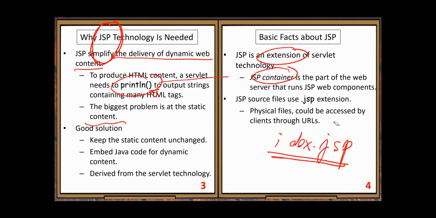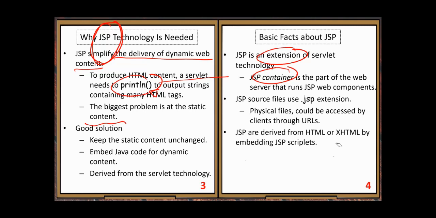We will see more information later. I will show you an example. Right now, it is still pretty abstract. At the end of this presentation, I will show you a demo. Next, JSP pages are derived from HTML or XHTML. Basically HTML, but with XHTML, people try to force some strict rules. Here I do not expand on it.